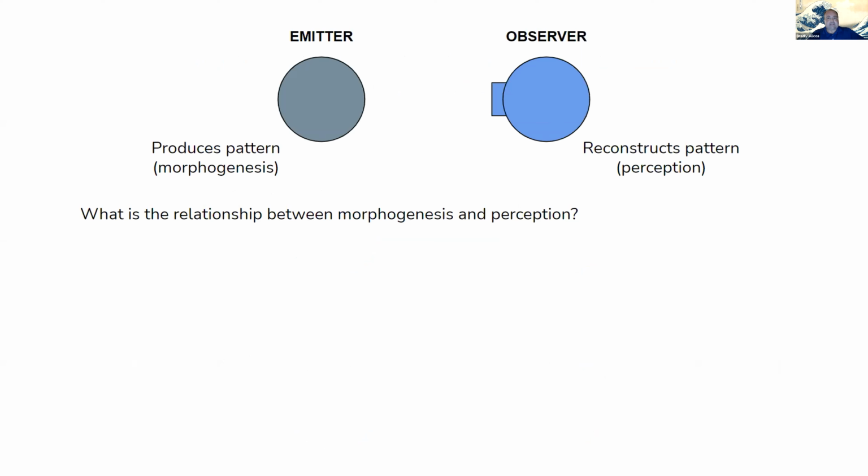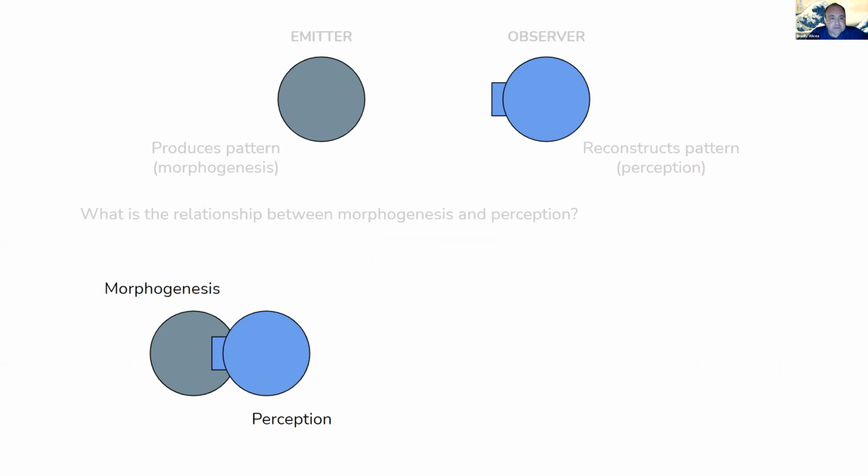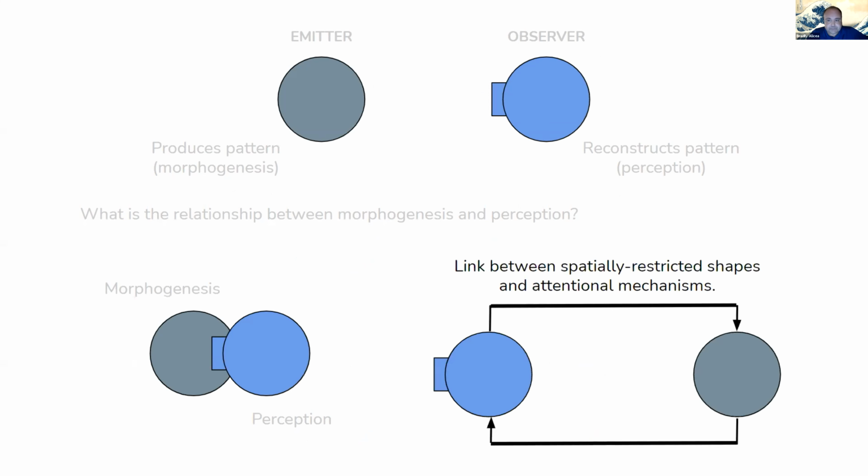And so these agents, one produces a pattern, one reconstructs the pattern. So this is a good way to bring together morphogenesis and perception. And these agents can do both at the same time. And it's important to realize that when we look at it this way, we can see a link between spatially restricted shapes and attentional mechanisms. So we can look at what attentional mechanisms form when you have patterns and what patterns form when there's attention brought onto those patterns. So it's a nice model to see what those changes look like in a single model.